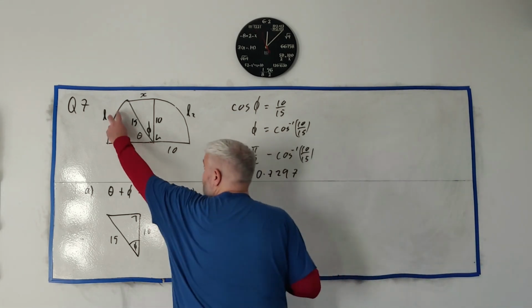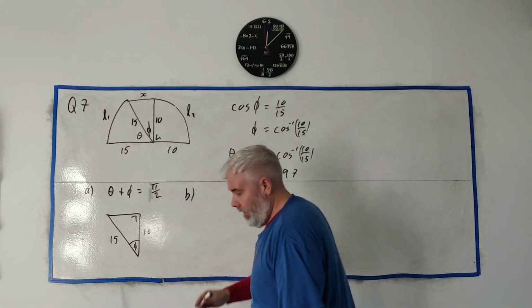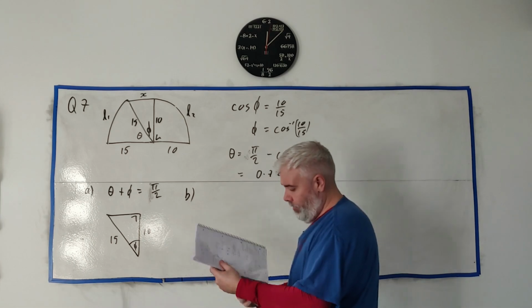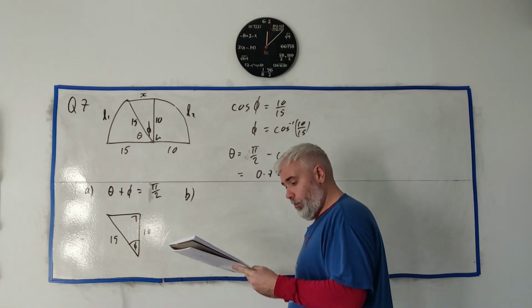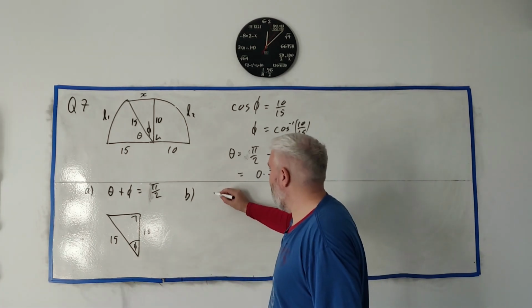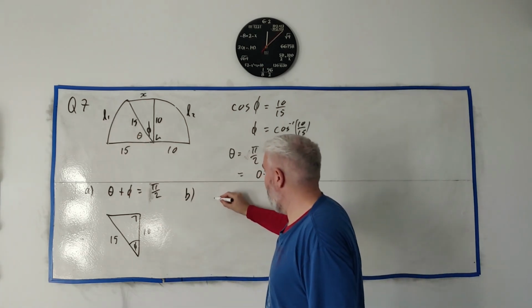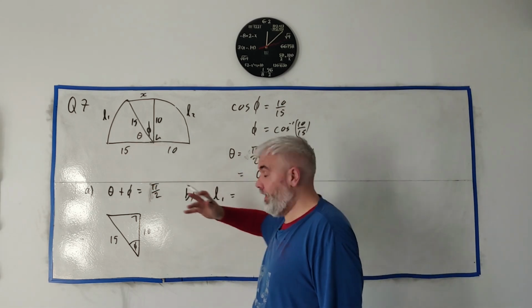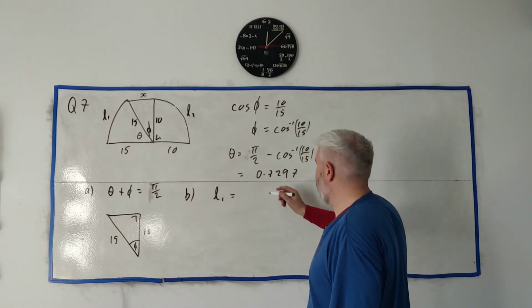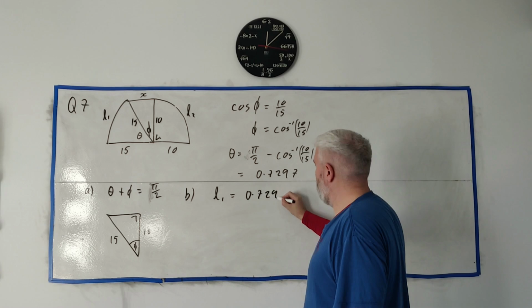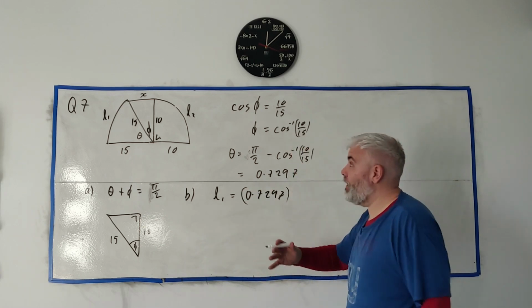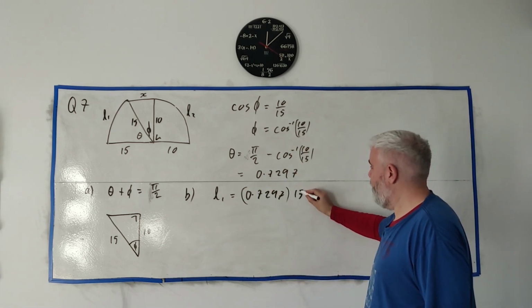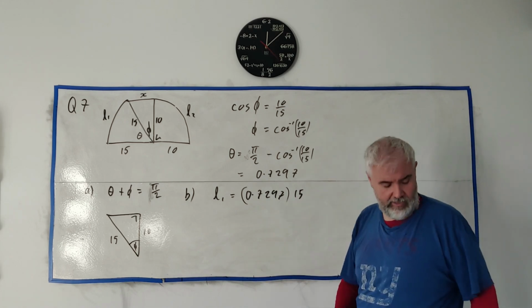There's a formula for the length of an arc. Let me just make sure I have the formulas here. I don't, but I can assume what they are. L1, the arc length, is equal to the angle in radians, in this case 0.7297, multiplied by the radius, which is 15.